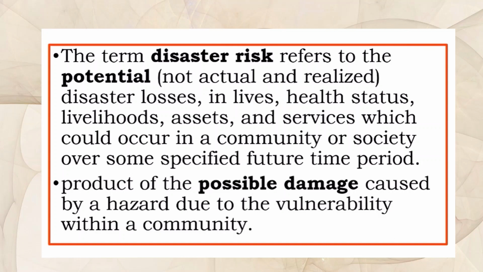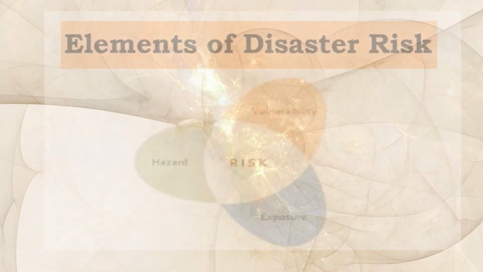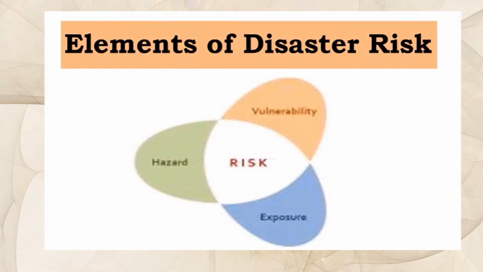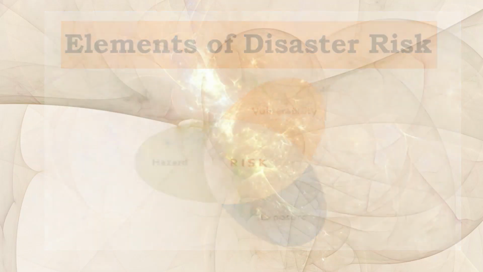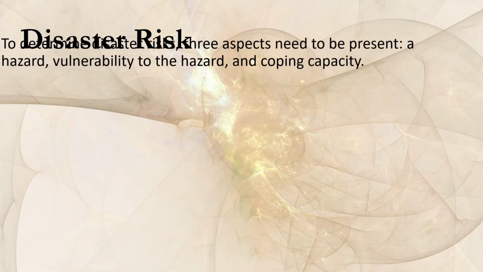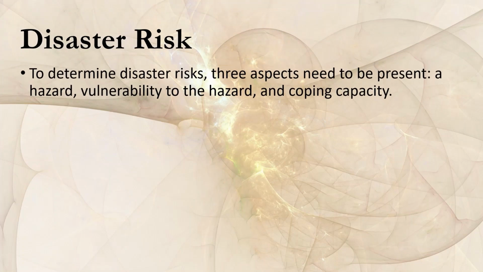So what are the elements of disaster risk? We have the hazard, vulnerability, and the exposure. Again, a disaster risk, you can determine it by checking the three aspects. We have the hazard, vulnerability to hazard, and coping capacity.